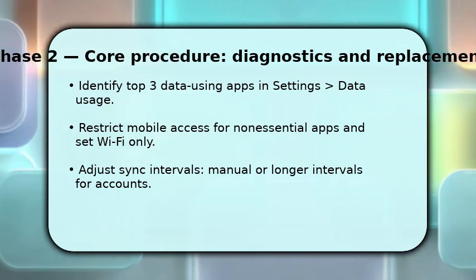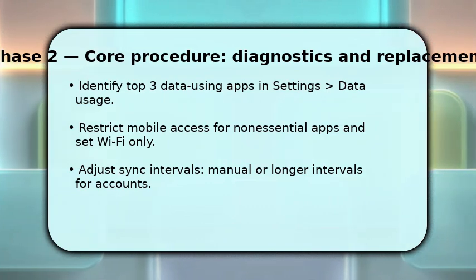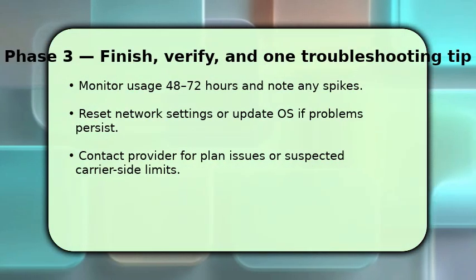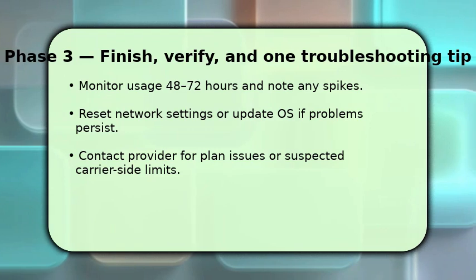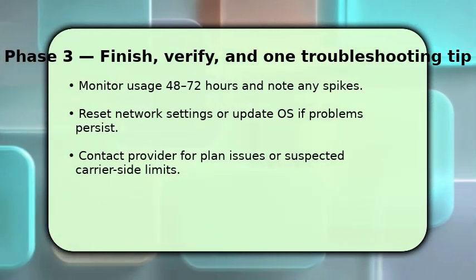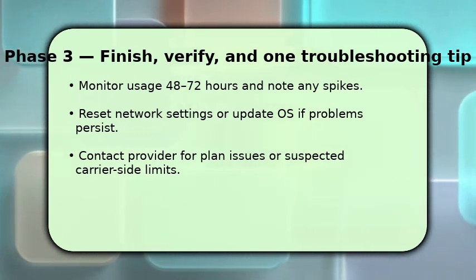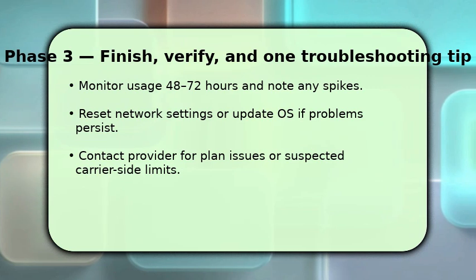If an app still misbehaves, clear its cache or reinstall to reset background traffic. You finish by monitoring usage for the next 48 to 72 hours to confirm reductions and watch for unexpected spikes. If patterns persist, reset network settings and check for an OS update, because fixes often arrive with system patches.